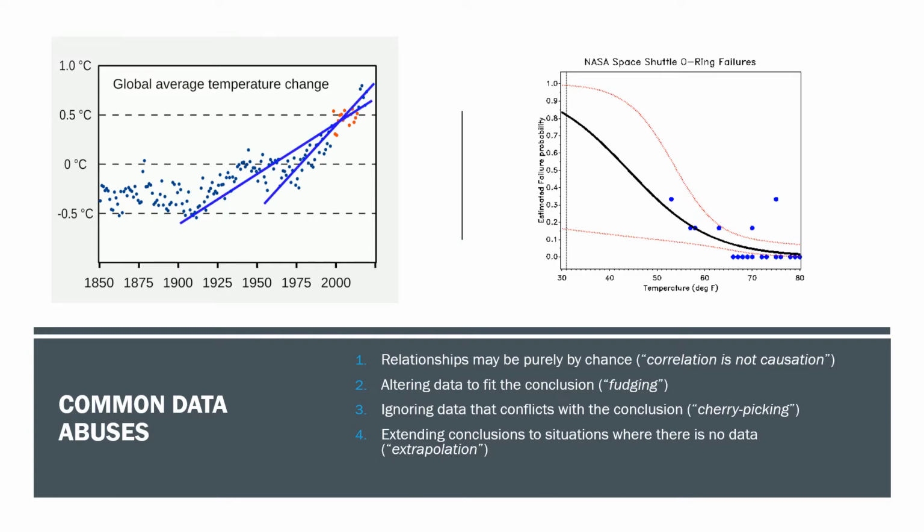Correlation does not imply causation. That's data abuse number one. Data abuse number two would be change your data to fit your conclusion. Now that's a cardinal sin in science. It's a complete inversion of the way science is done.